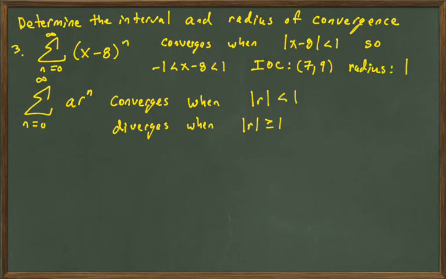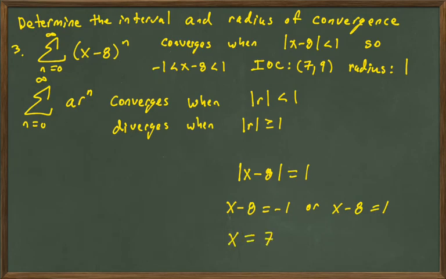Now the case where the absolute value of x minus 8 is equal to 1 would give us x minus 8 equal to negative 1, or x minus 8 equal to positive 1. So that gives us x equal to 7, or x equal to 9, which are the endpoints of our interval of convergence. However, this would be saying that our common ratio in absolute value is equal to 1, so the geometric series test already automatically tells us that we have divergence at the endpoints, so there's no need to check the endpoints.